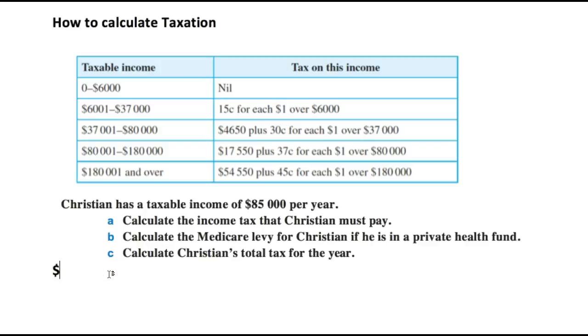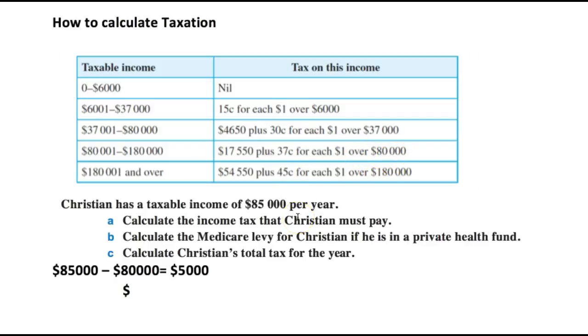So if we look at his working, we've got $85,000, take away the 80,000, and this equals $5,000. And because it's money, I need to do what I've been telling you to do and put the dollar sign in. Okay, so now that we've got that $5,000, we have to find out how much he's going to pay for each dollar. And it's 37 cents.